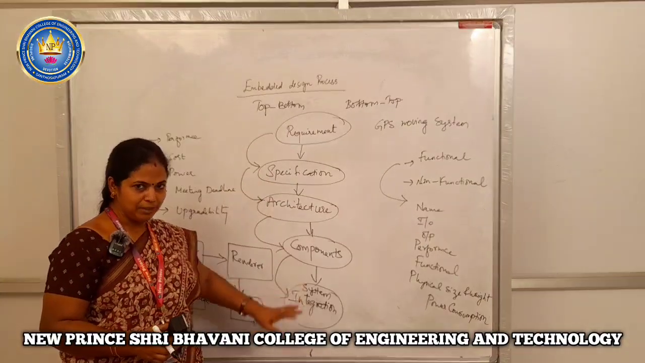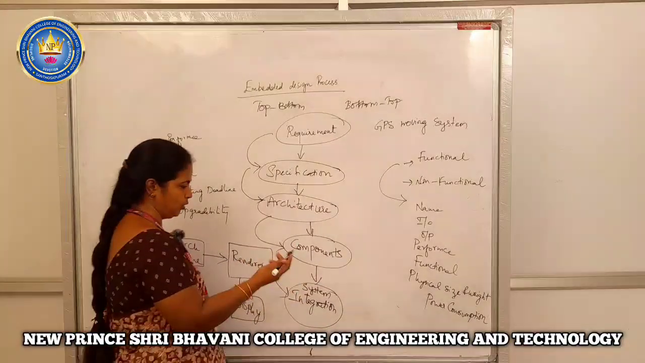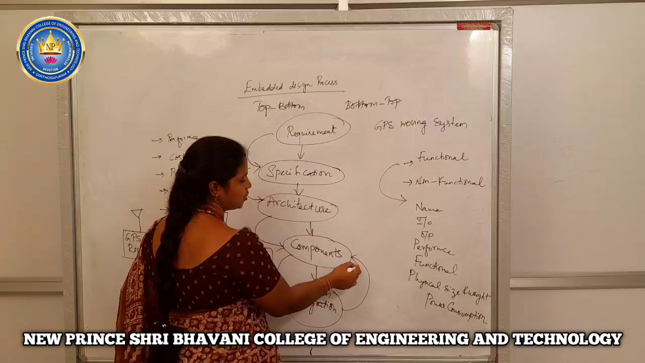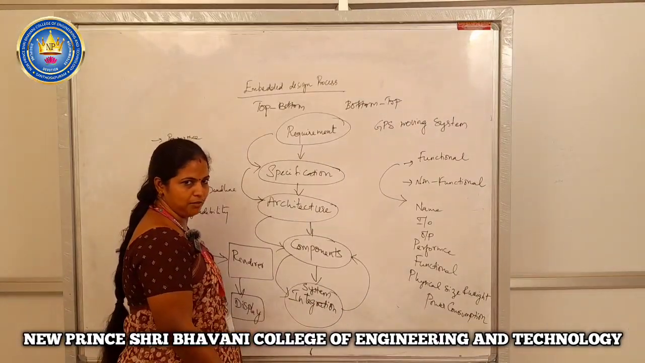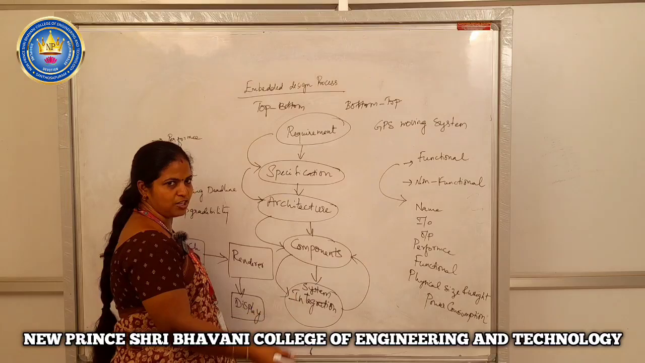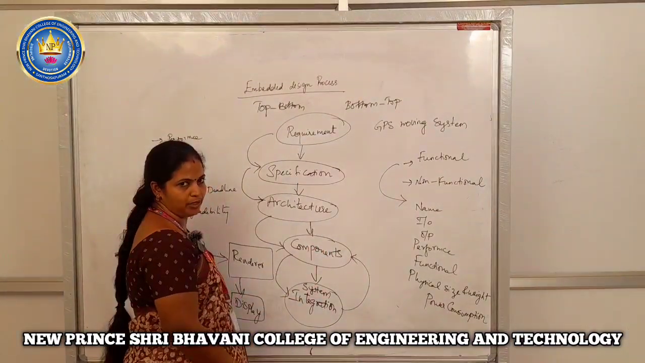Now after I am integrating it and testing it, if I find any bugs, then automatically I have to change or correct the software program, or if the resolution is not met, I have to change my LCD display. So all these things I have to correct in the component stage, right?